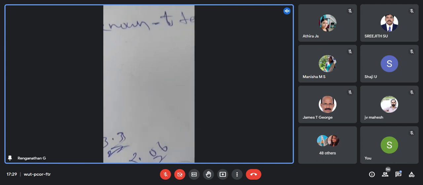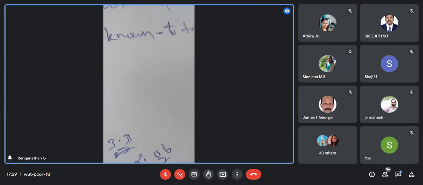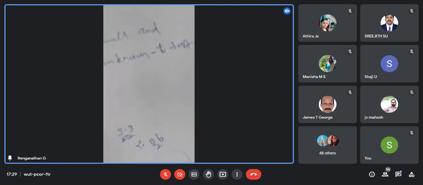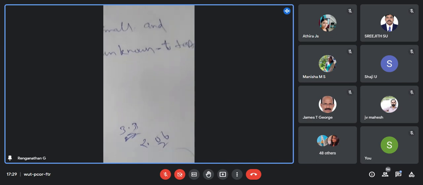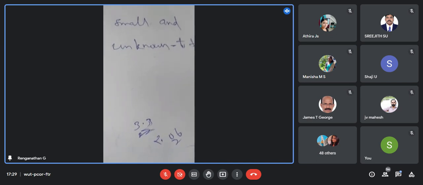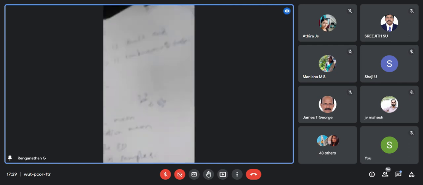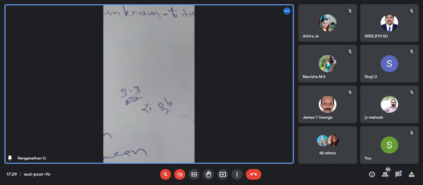Even if we got minus in the calculated value, 3.3 as minus 3.3, we never consider the minus sign. We consider the minus sign totally irrelevant there. We just took the value as 3.3. That is the calculated value. Here the calculated value is just 3.3 and the table value is 2.06.